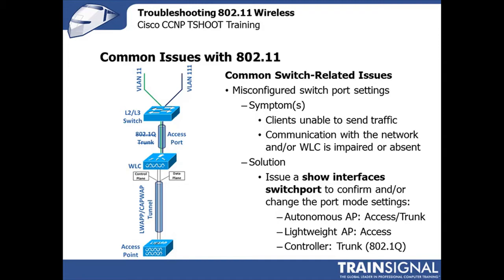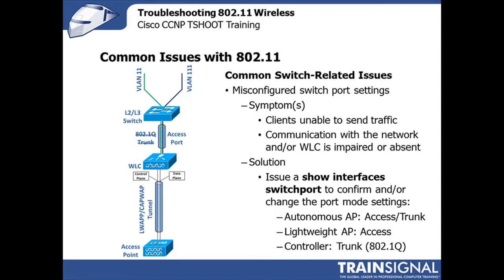So the symptoms are the clients are unable to send traffic. In other words, they're able to associate, they're getting an IP address, all that's working, especially for an autonomous access point. It could also be that the communication between the network and the wireless LAN controller is impaired or absent. If on a lightweight access point this is the case, you're not going to get anything done.